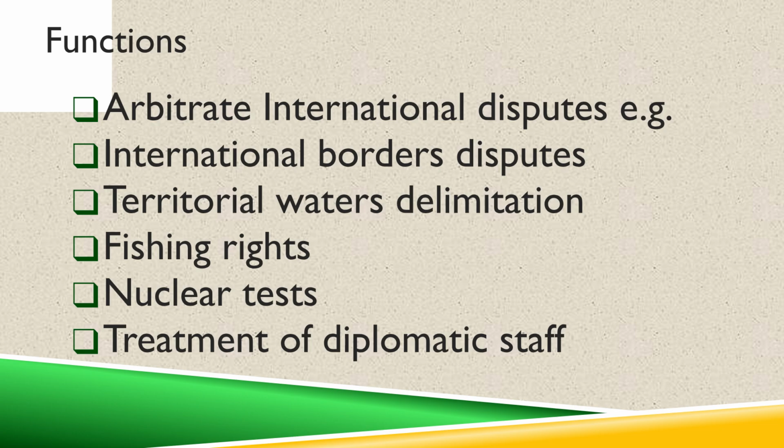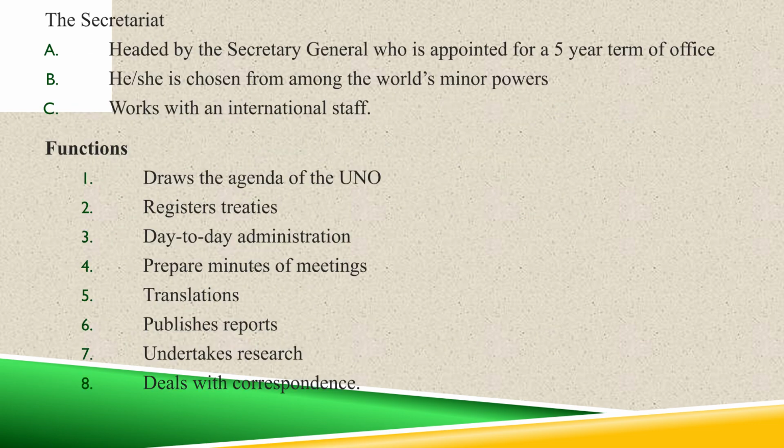The court's functions include arbitrating international disputes such as border conflicts, territorial waters delimitation, fishing rights, and issues related to nuclear tests and the treatment of diplomatic staff. The Secretariat is headed by the Secretary General, who serves a 5-year term and works with an international staff. Its functions include drawing the UNO agenda, registering treaties, and conducting day-to-day administration.